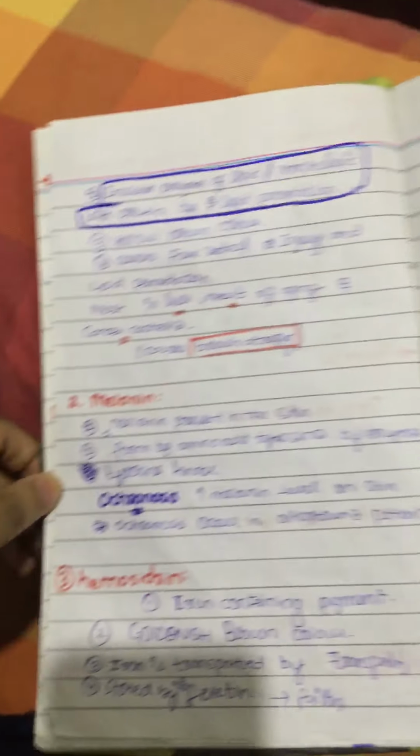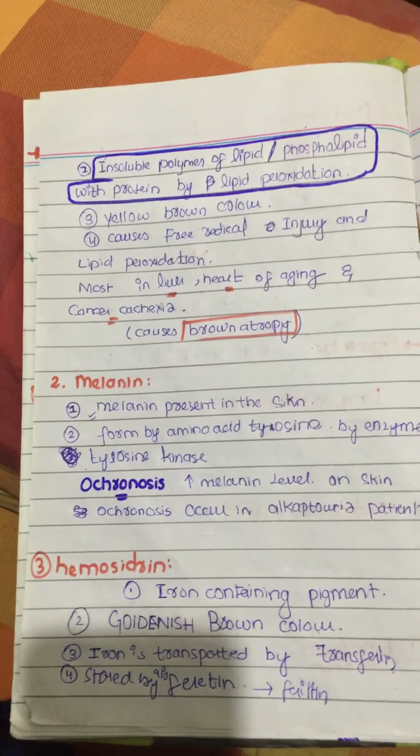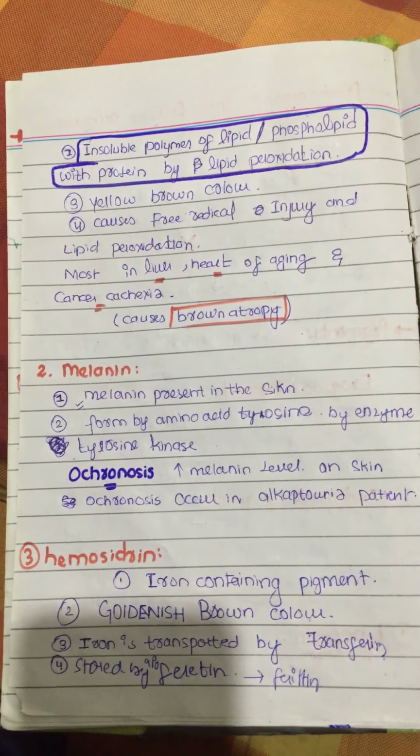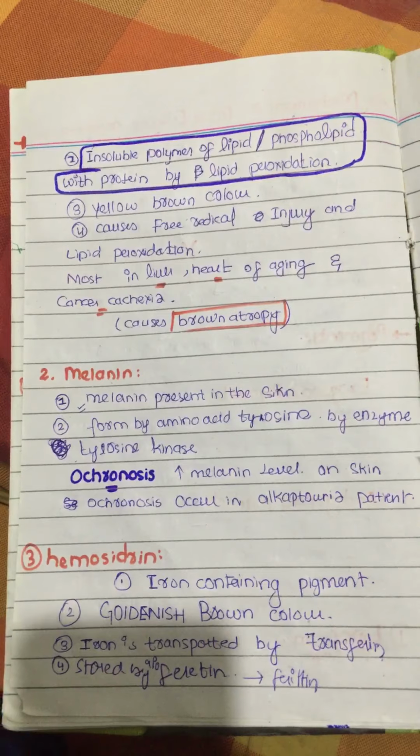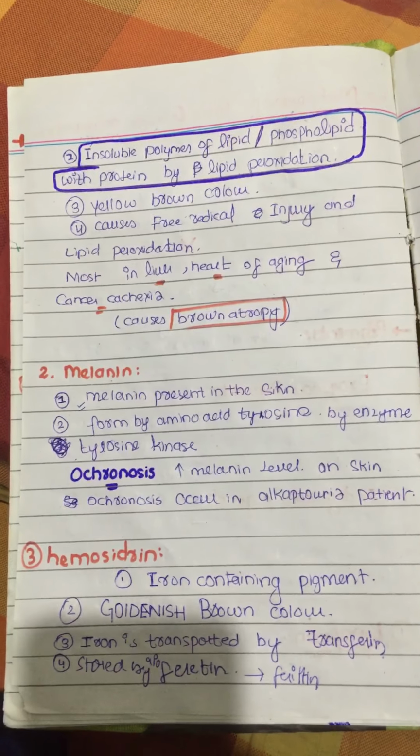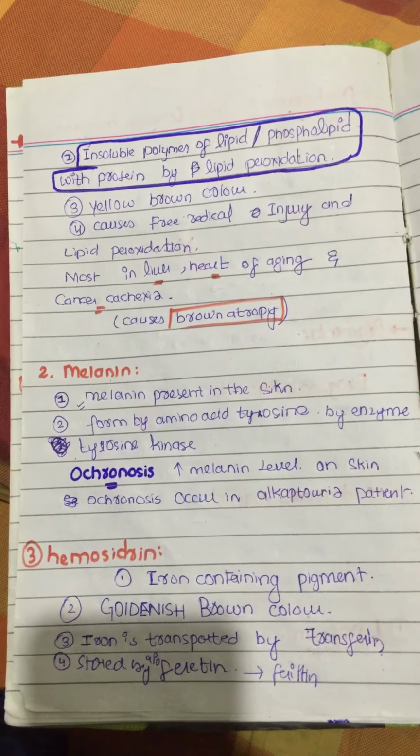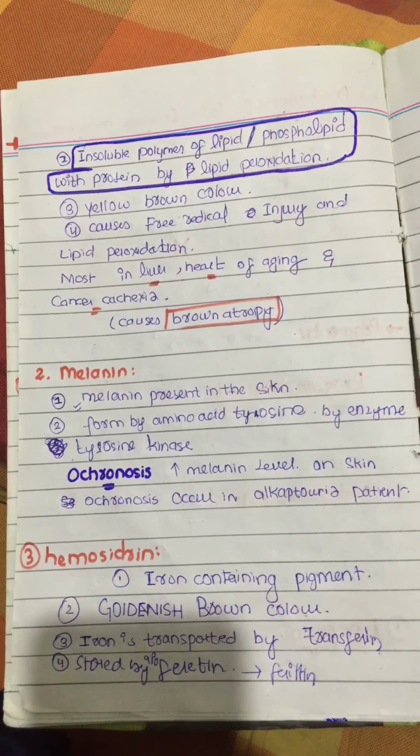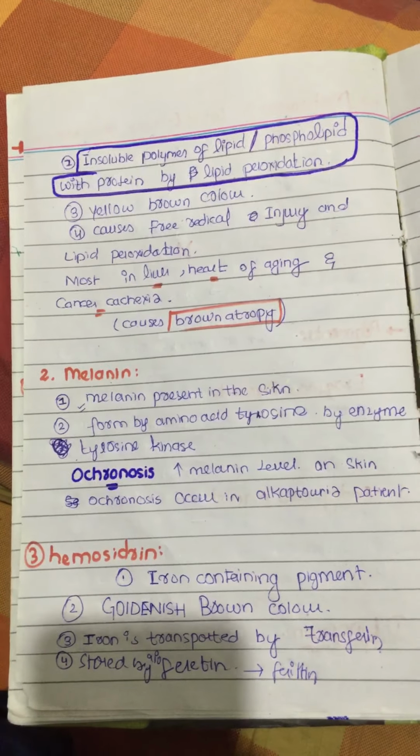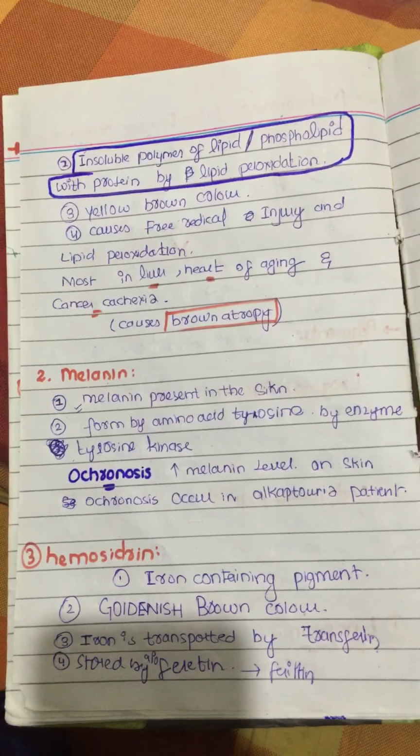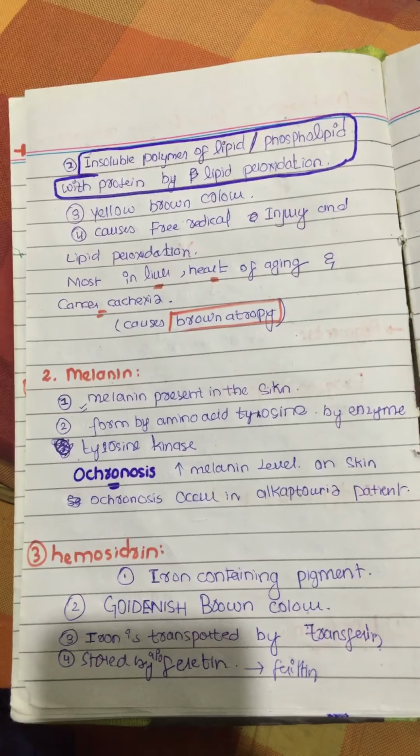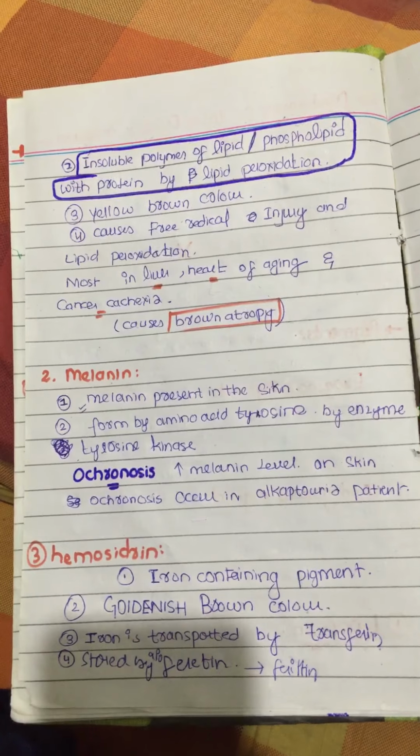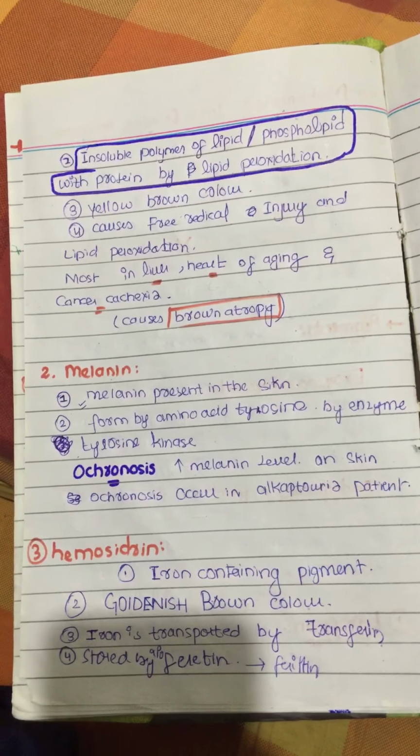If we talk about lipofuscin, it is a wear and tear pigment. It is yellow-brownish in color. It is going to cause brown atrophy, and it is going to cause injury by lipid peroxidation. So it is composed of lipid/phospholipid plus protein by lipid peroxidation, and it is mainly common in old patients.